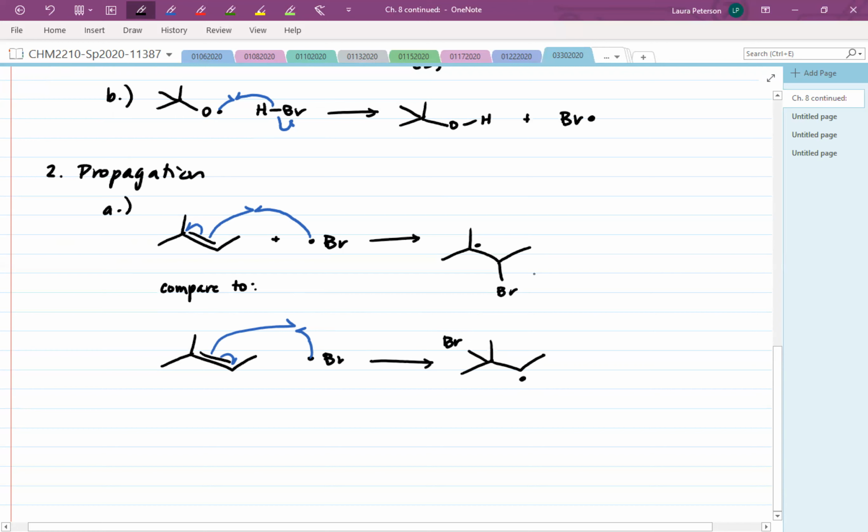Okay, so notice here we have a tertiary radical versus a secondary radical. The tertiary radical is more stable and is favored. And since it's more stable, it will form faster, and that's going to lead us to our major product. So let's make a note here, leads to major product. The secondary radical is less stable and would lead us to the minor product.